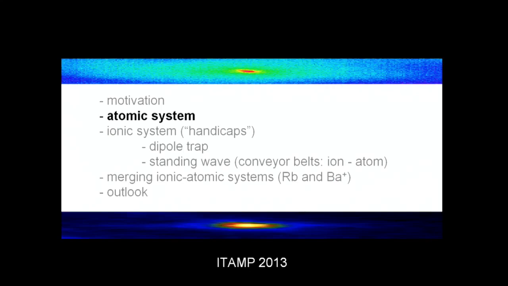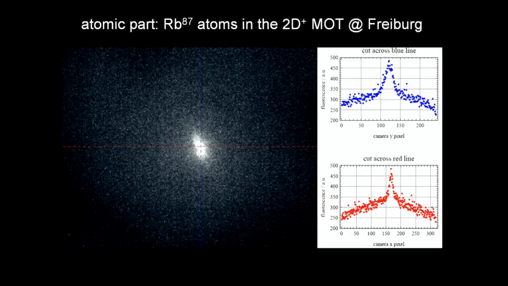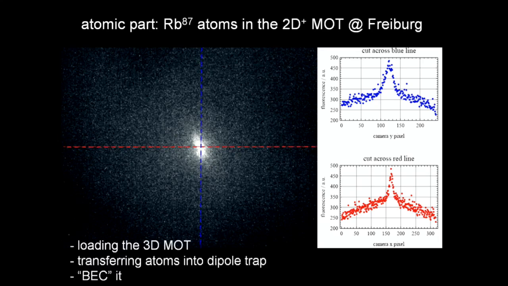So the atomic system, this is only one slide. For me, it's beautiful because it's the first neutrals we have in the laboratory. For you, it might seem lame. And in addition, it's not a 3D MOT you are seeing here, but a 2D plus MOT. And you see here cuts showing the fluorescence light and dependence of the peaks. So it's not important. The important thing is that we have the 2D plus MOT working.